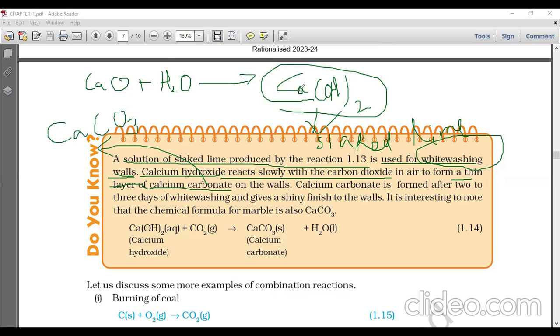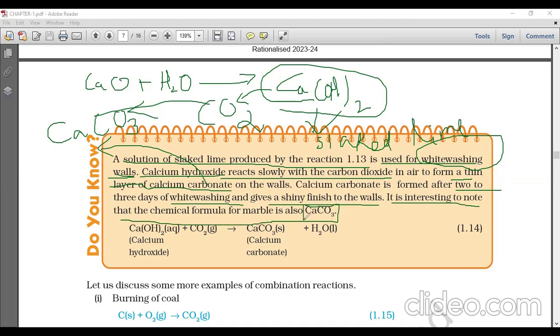Calcium carbonate will form. See, when calcium hydroxide reacts with carbon dioxide in air, it forms calcium carbonate. And this calcium carbonate, formed after 2 to 3 days of whitewashing, gives a shiny finish to the walls. So it looks very shiny on the walls after 2 to 3 days. It is interesting to note that even the chemical formula of marble is CaCO3. Very very important, please do underline. What is the chemical formula of marble? It is also CaCO3, calcium carbonate. Marble has the same formula.